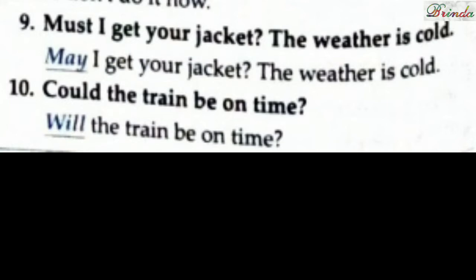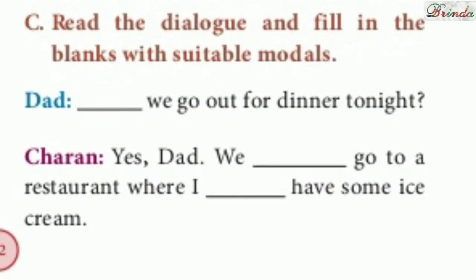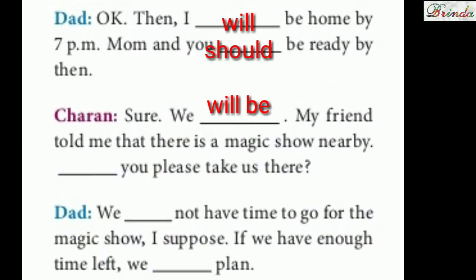Okay children, fine. So moving on to the C section. Read the dialogue and fill in the blanks with suitable modals. So here there is a conversation. Dad and Charan. Dad: Dash we go out for dinner tonight? So, shall we go out for dinner tonight? Now Charan replies, yes dad, we will go to a restaurant where I can have some ice cream. So we will go and I can have. Dad: Okay then, I will be home by 7 p.m. Mom and you should be ready by then. Now Charan replies, sure, we will be.